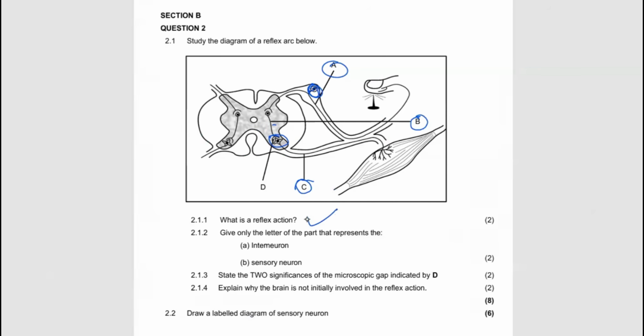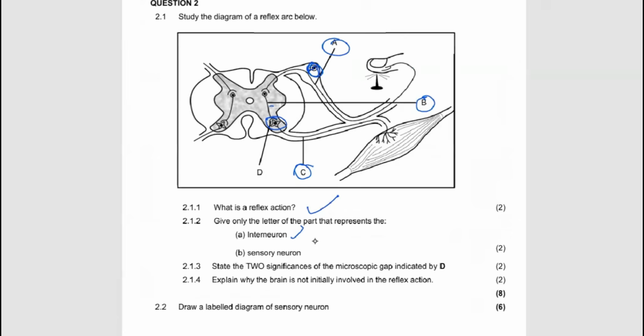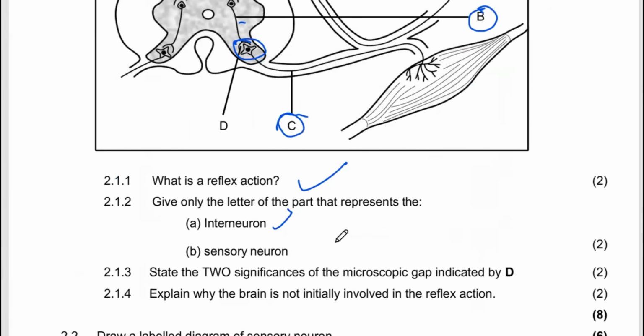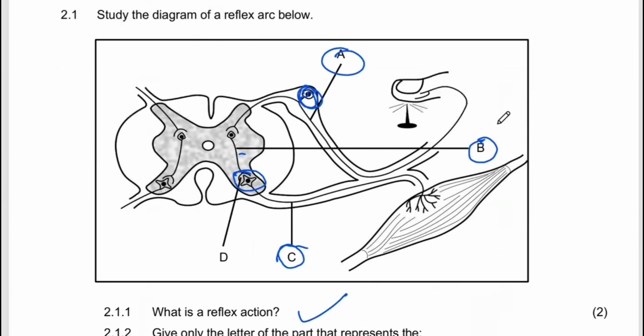Which one is representing interneuron? You see now, the answer is there already. Which one shows the sensory neuron? Still the answer is there. We have said that the sensory neuron here is A.